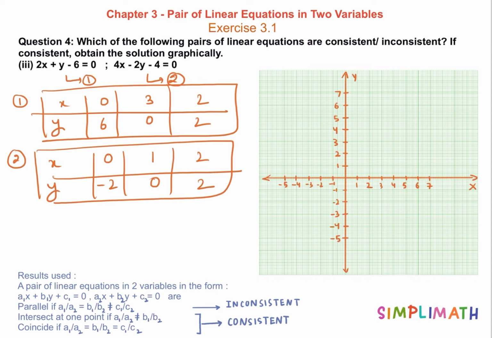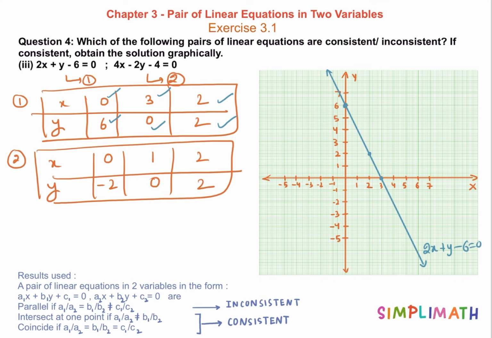Okay, so when x equals 0, y equals 6, so it is going to be this point. When x equals 3, y equals 0, so it is this point. And when x equals 2, y equals 2, so it is this point. Now let us connect all the 3 points. So this is the graph of equation 1, which is 2x plus y minus 6 equal to 0.